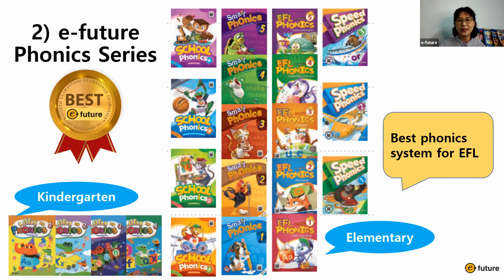Right? You can see that there are different numbers of books in each series. So School Phonics, how many books? 4 books, right? 4 levels. Smart Phonics and EFL Phonics, how many? 5, right? We have 5 books, 5 levels. Speed Phonics, 3 books, right? 3 levels. Okay, so the reason why we have so many different phonics series is for teachers to choose. We want to give options, okay?